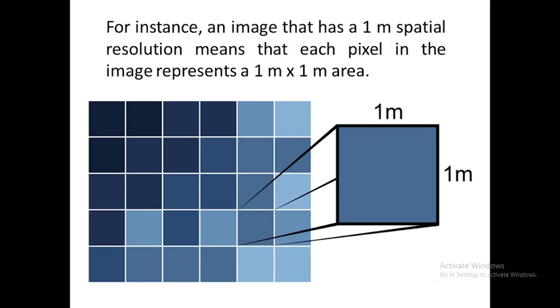Now let's take an example. For instance, an image has a spatial resolution of 1 meter. What does this mean? This means that each pixel in the image represents a 1 meter square area. Every pixel of that image represents a 1 meter square area. As you can see, this is 1 pixel and it is representing a 1 meter square area of the ground surface.